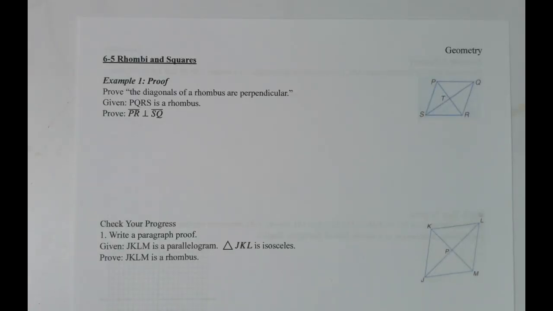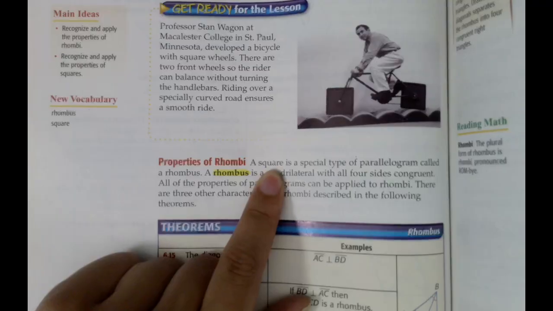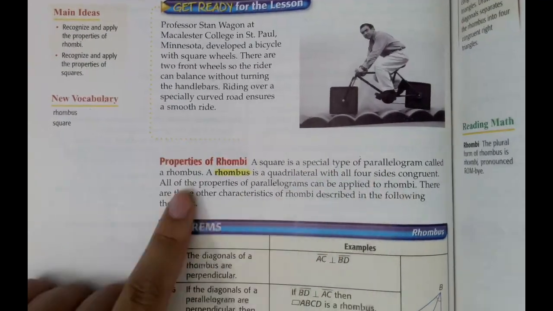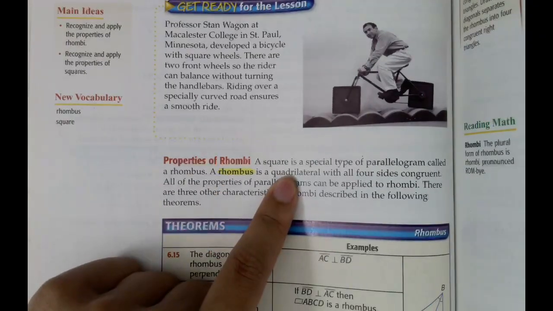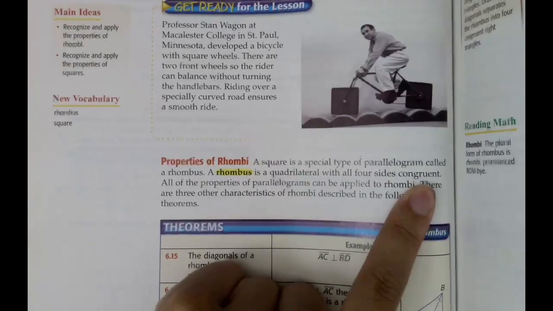Hi guys, so today we're going to be learning about rhombi and squares. Before we get started with our first example problem, let's look at the definition of a rhombus and some of its properties. The most famous rhombus that you probably know is the shape known as a square. A square is a special type of parallelogram called a rhombus. A rhombus is a quadrilateral, so a four-sided shape, where all four sides are congruent.